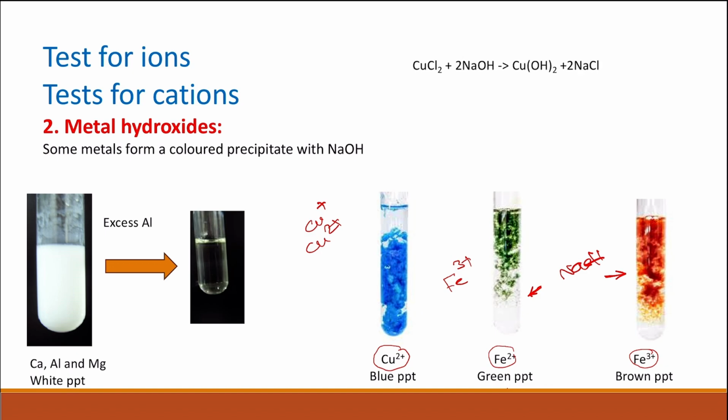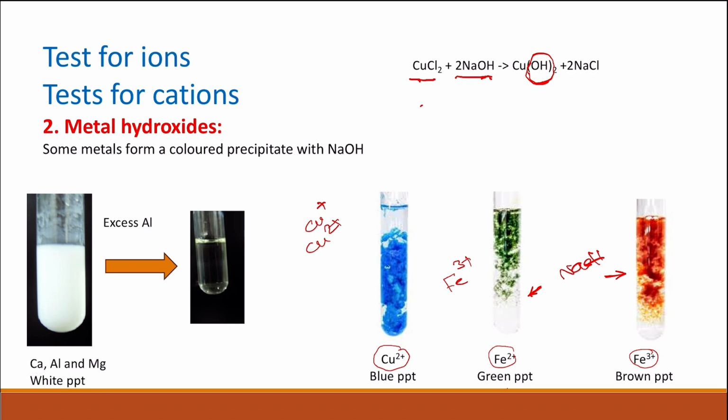You need to learn and to know exactly how many hydroxide ions will react with your metal because you need to write your balanced equation. For example, if you put the reaction between copper chloride and sodium hydroxide, you need to balance this because copper here has 2 plus charge and it will react with two of the hydroxide ions. So you need to balance your equation.